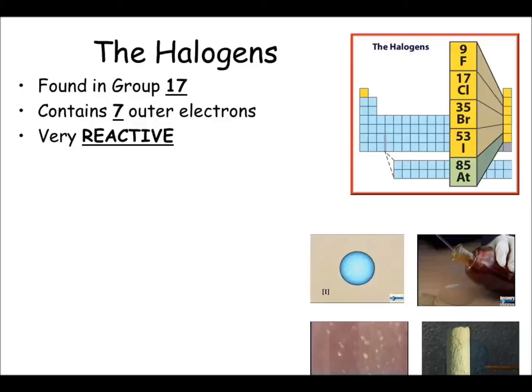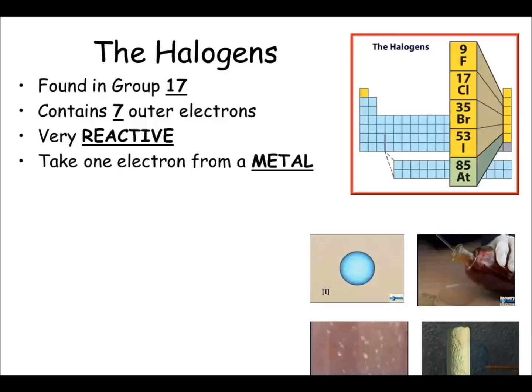So the trend is that if you number the groups 1 through 18 going across, the number of outer electrons, or these valence electrons, they have the same number as the last number of their group number. So group 1 was 1, group 2 was 2, now group 17 is 7.